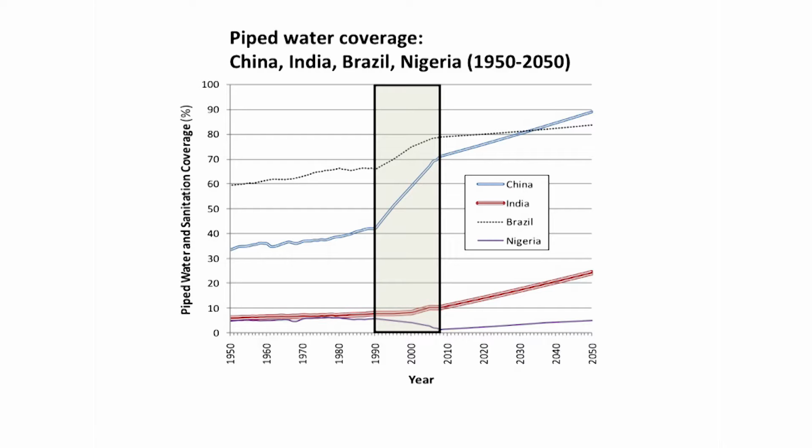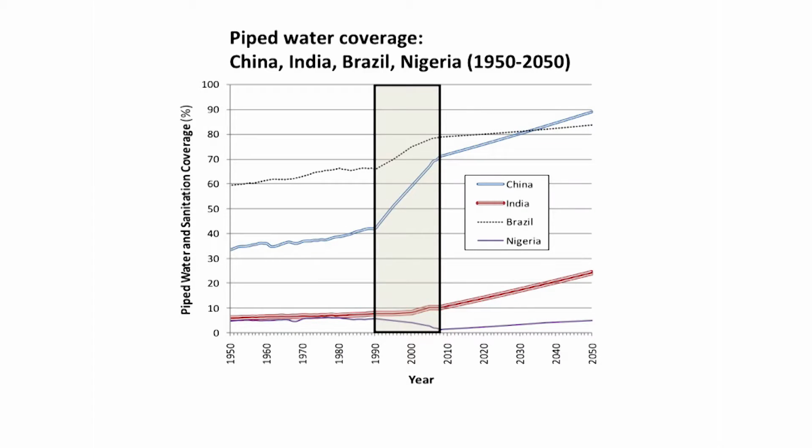This next slide shows piped water coverage, again in China, India, Brazil, and Nigeria from 1950 to 2050, for a 100-year period. The shaded area in this graph in the middle shows you where we have data. So before 1990, we're actually backcasting coverage. And then after 2010, we're forecasting coverage into the future.